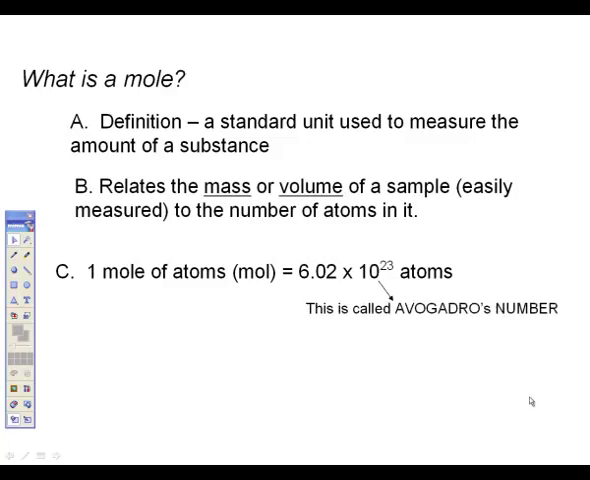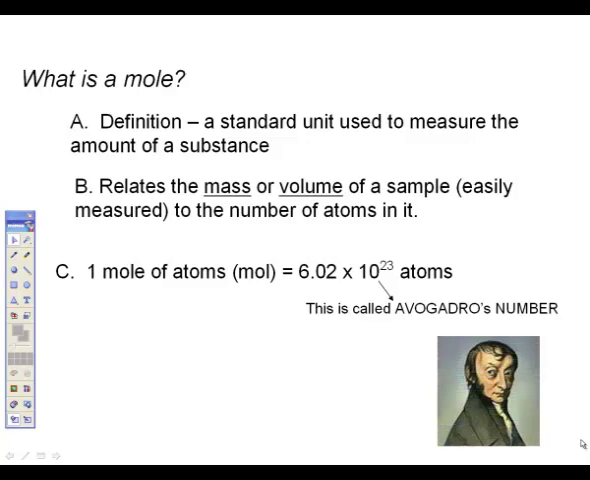This number is called Avogadro's number, after Amadeus Avogadro, who was an Italian mathematician. Isn't he good looking? Oh my gosh. There he is. So he's responsible for that number. He did a lot of testing and mathematical calculations, and he's responsible for coming up with that.